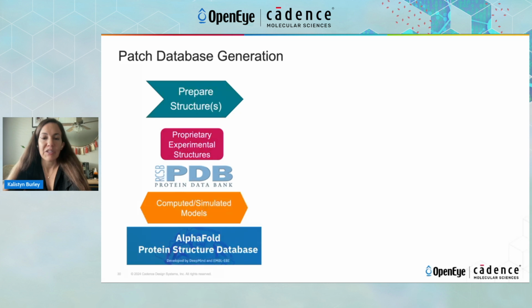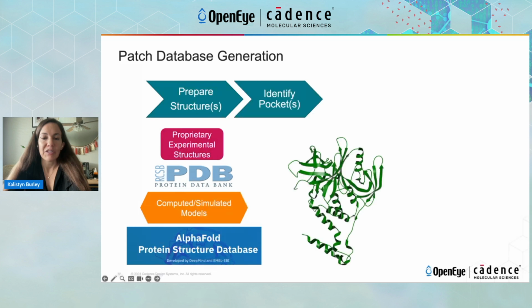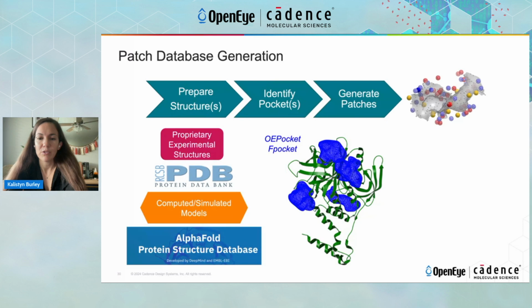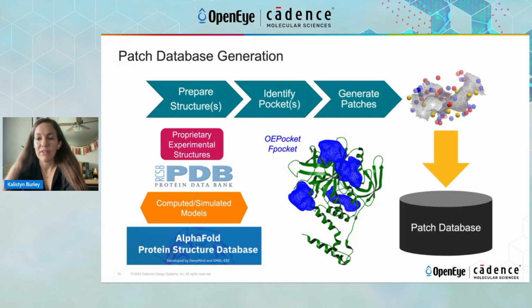The next thing you need to do is to identify the pocket. You can imagine that in the case where there's a ligand, this is pretty straightforward. In the case that there aren't ligands, we use OE pocket and Fpocket to identify cavities across the surface. It's these cavities that go on to define the patches for SiteHopper. Once we have identified those pockets, we generate the patches, and all that data is stored efficiently in a patch database.